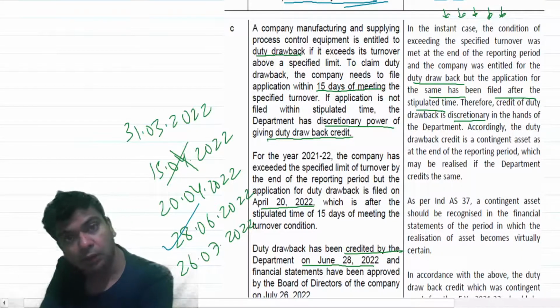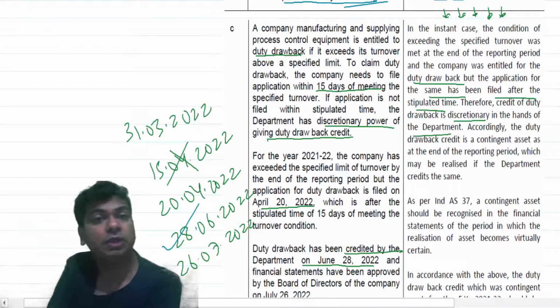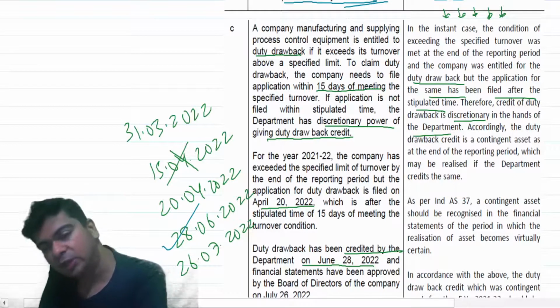Discretionary, you may get it, you may not get it. Discretionary in the hands of the department. If the department wishes, it will give you the credit. If it wishes not, it will not give you the credit. Most of the times it will give you the credit.